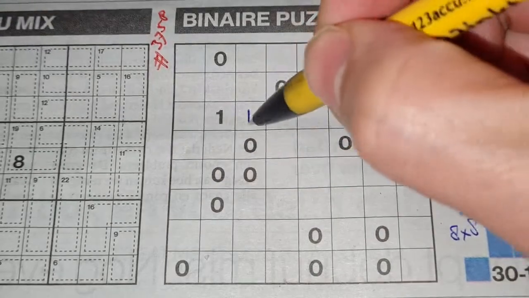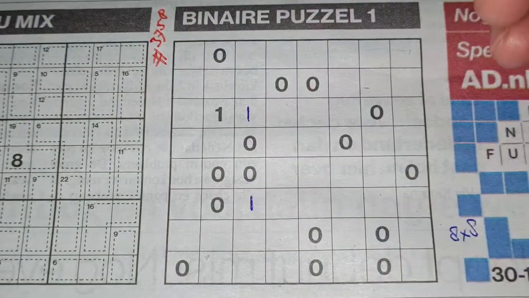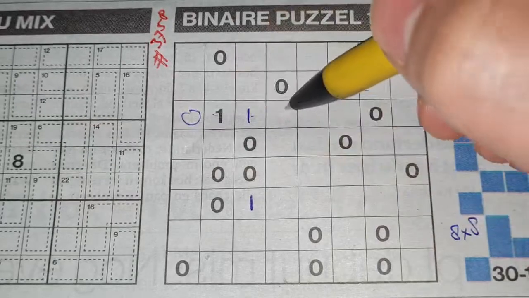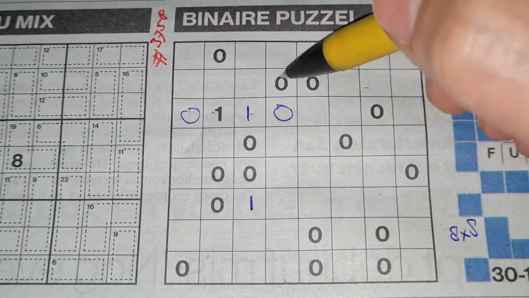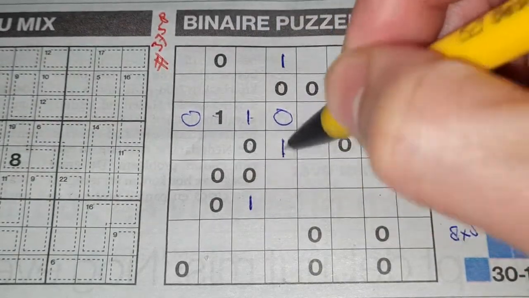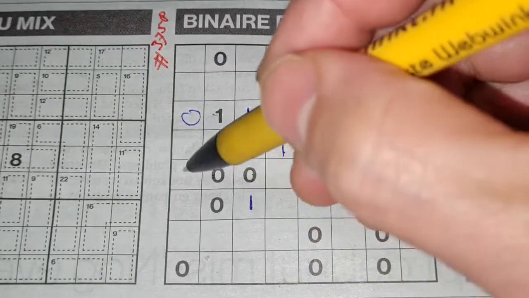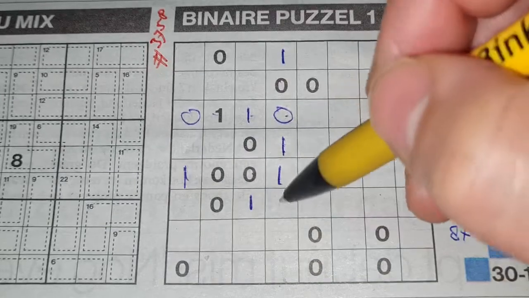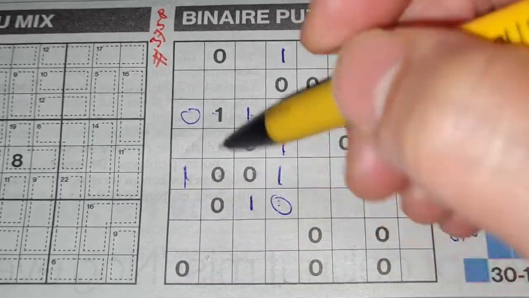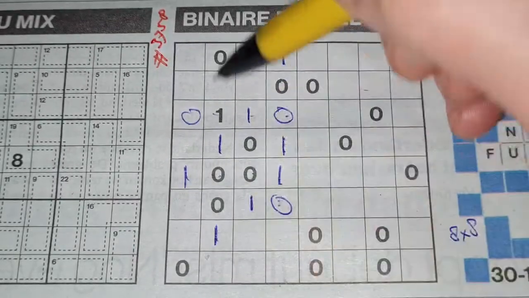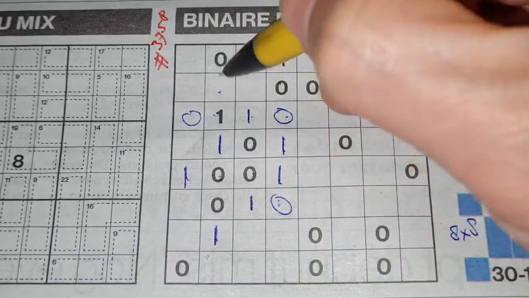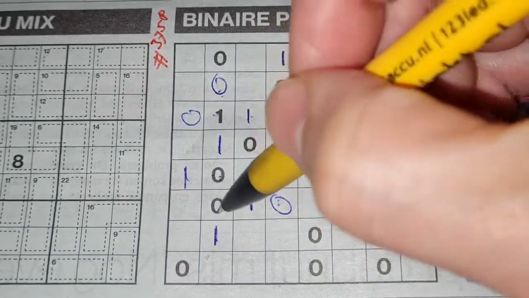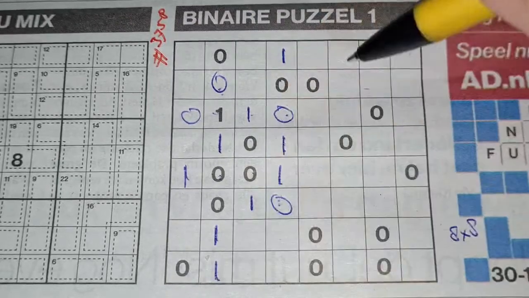Double O, here one, there one. Double one, here no, there no. Double O, here one, there one. Double O, here one, there one. Double one, here no, there no. Double O, here one, there one. Double one, here no, there no. 4 O's we have here, so the rest are ones.